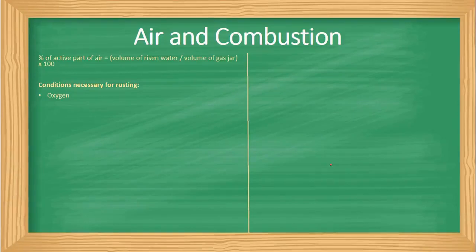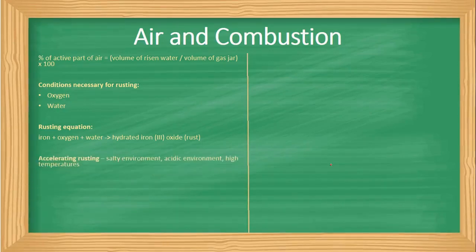In this experiment, we can also discuss rusting. We have seen there are two conditions necessary for rusting to happen. 1, oxygen must be there. 2, water must be there. The rusting equation is iron plus oxygen plus water. We form hydrated iron 3 oxide, which is what we call rust, and it is brown in color.